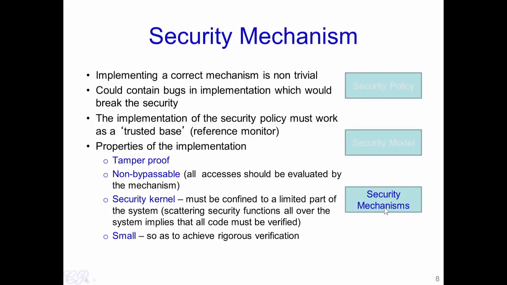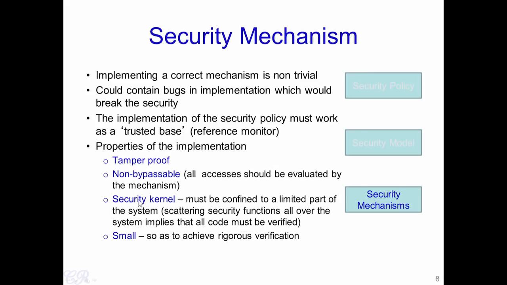Essentially, this is the core upon which the security of the entire system depends. Therefore, if it itself is buggy and incomplete, it will not create a secure system. So, the properties of the security mechanism implementation are that it should be tamper proof and non-bypassable, and by non-bypassable we mean that all accesses into the system should first be evaluated by the security mechanism.